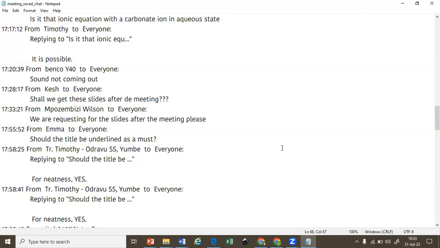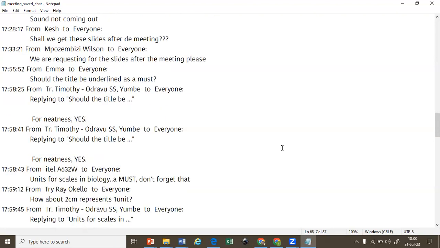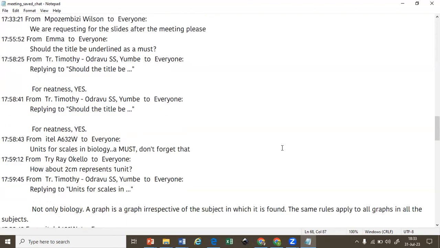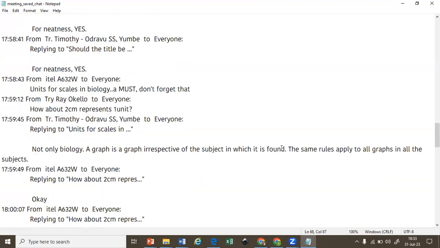Another one, should the title be underlined as a must? I explained that. It is your free will. You can underline or you can leave it.